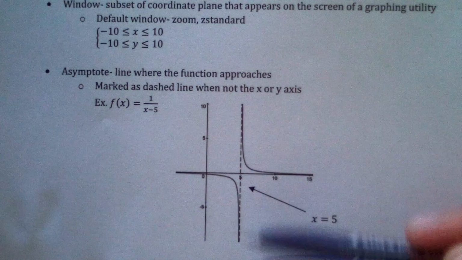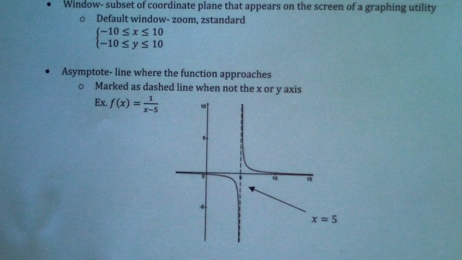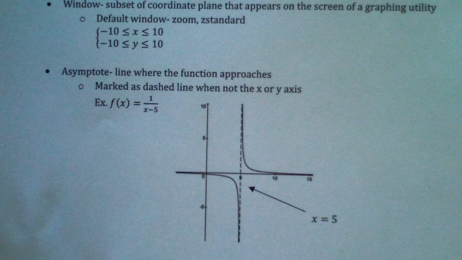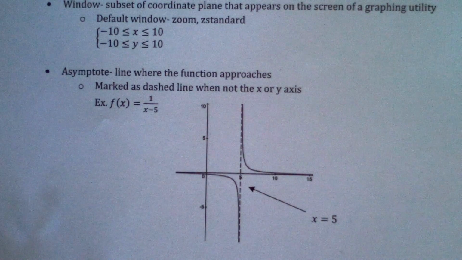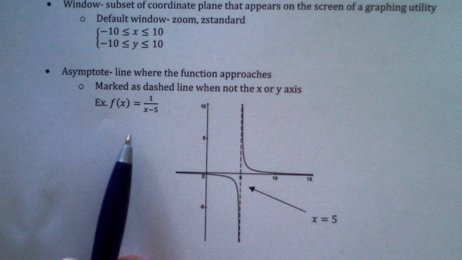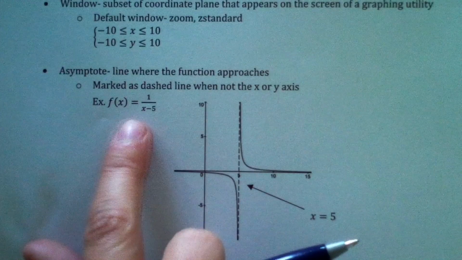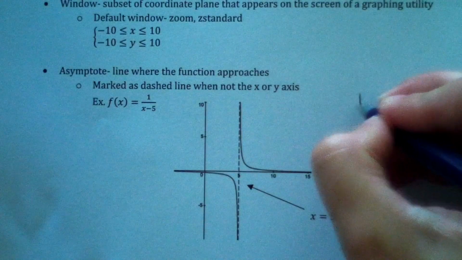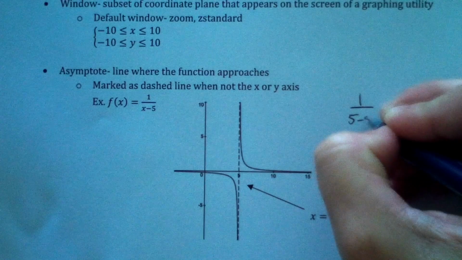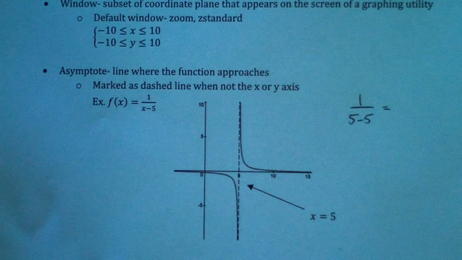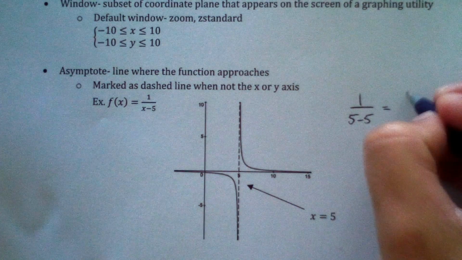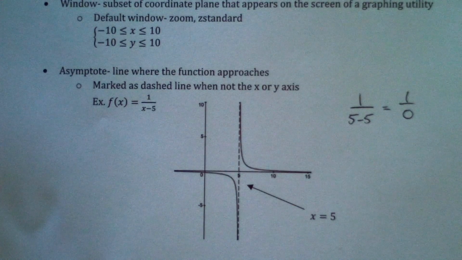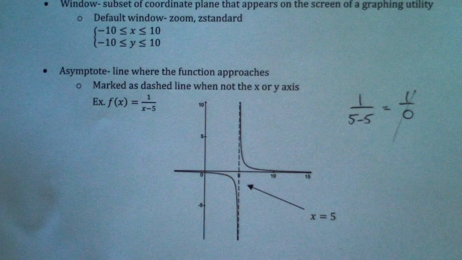The reason that happens at the x is, if I put a 5 in for my x there, so 1 over 5 minus 5, what is 5 minus 5? 0, right? And can we ever divide by 0? No. Because we can't divide by 0 like that, our x value can never be that number, so that's why it has those weird things happening to it. Okay, so that's an asymptote.